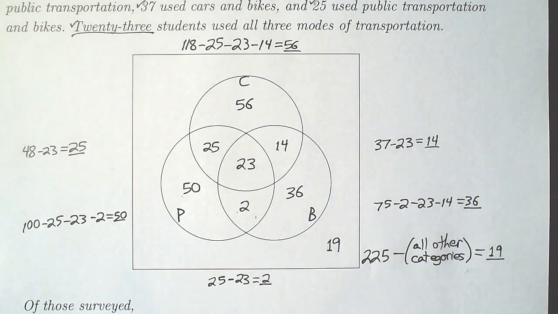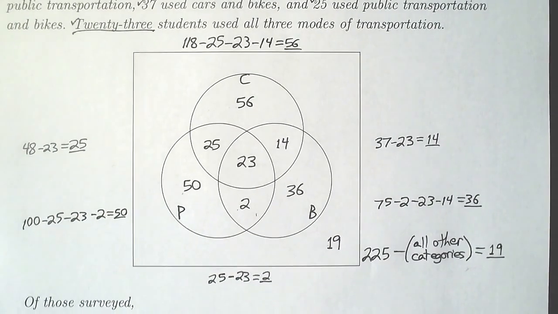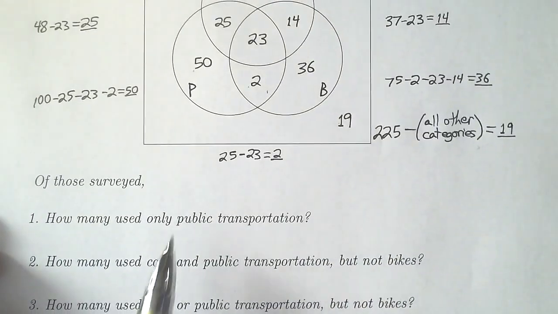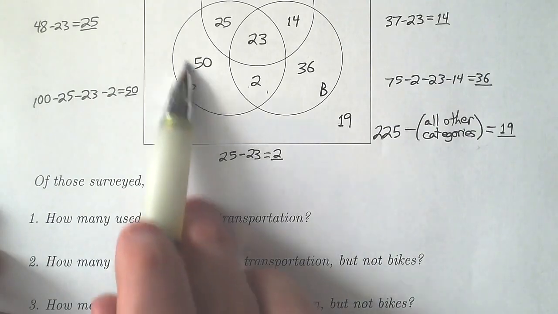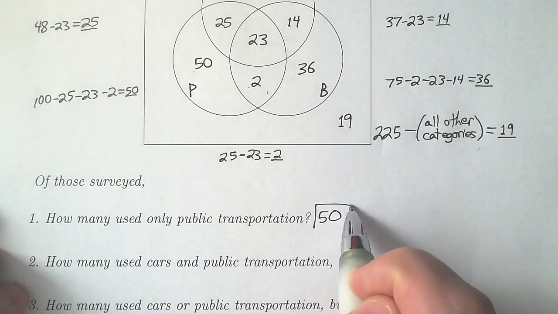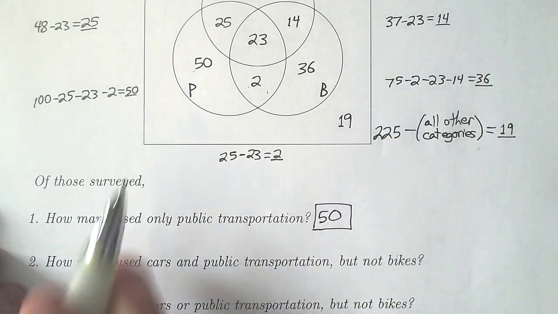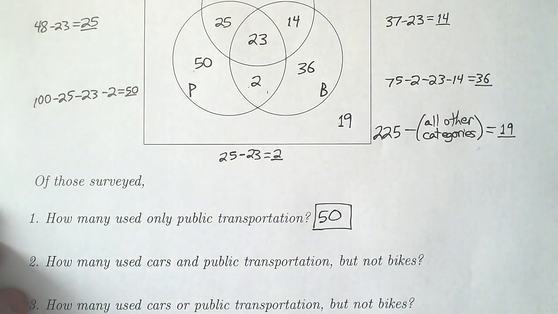Finally, we can move on to answering whatever questions are down below. So we have a good diagram. We'll refer to that as needed. How many used only public transportation? That would be the students who are in P only, and that is 50. We already did the hard part, and now we just use our nice picture to answer these.